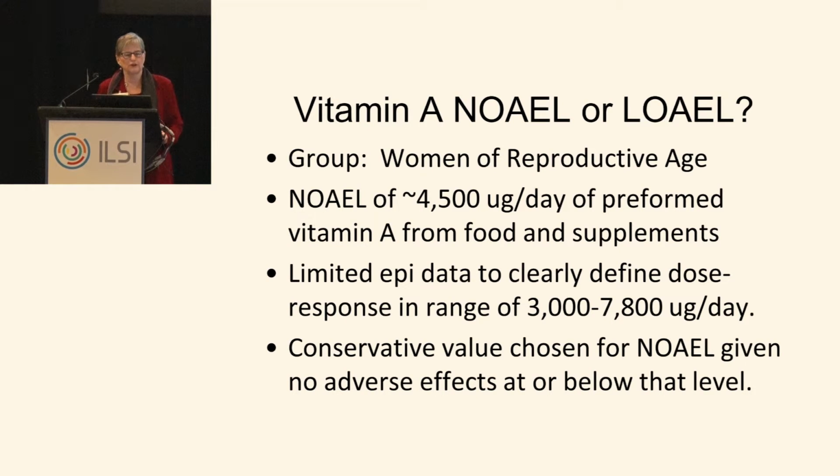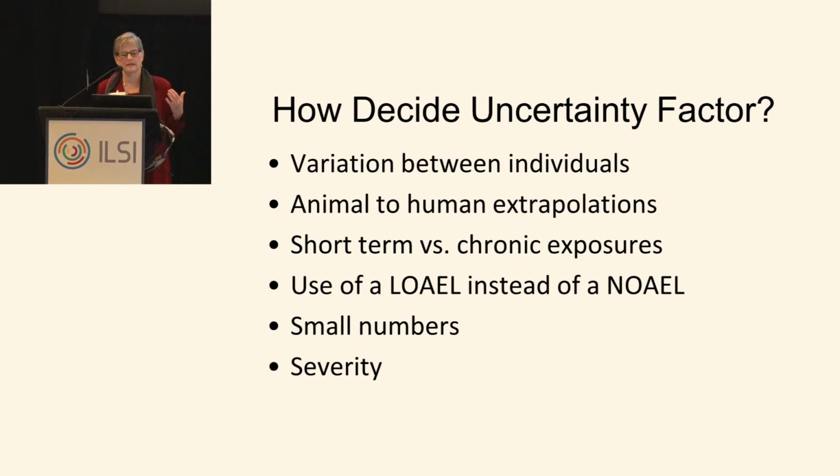They were able to choose a NOAEL of 45,000 micrograms per day of preformed vitamin A from food and supplements. So this was looking at above any intake from food. They felt that there was limited epi data to clearly define dose response in the range of 3,000 to 7,800 micrograms per day. They chose what they believed was a conservative value given that there were no adverse effects below that level. So basically what they did is take a number for which they saw no adverse effects below that level. That was the dose response assessment.